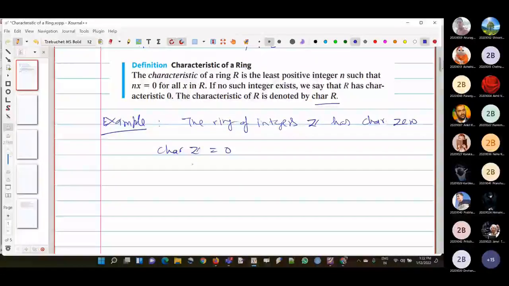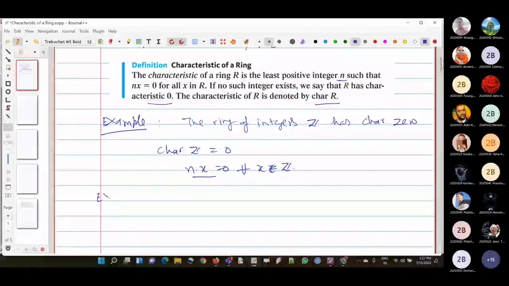If you are searching for any n such that nx equals 0 for all x belonging to the set of integers, what could be the possibility for n except 0? There is no such positive n that exists. So it means that if no such n exists, then R has characteristic 0. Ultimately, we have concluded that the characteristic of Z is 0.